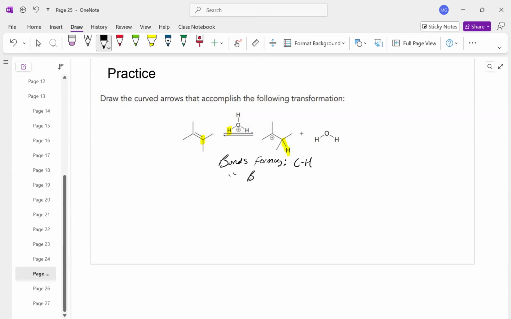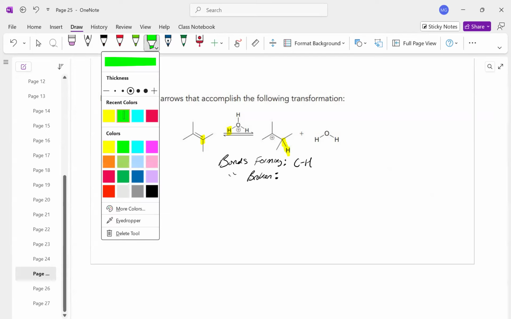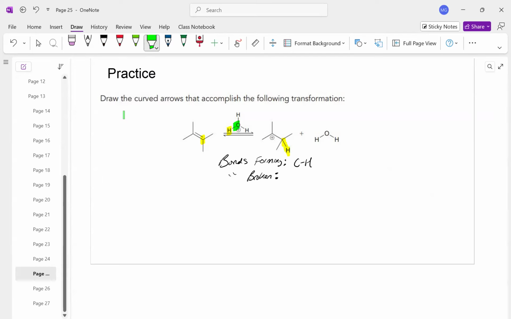How about bonds broken? Well, I broke the bond between the oxygen and hydrogen. Anything else that's different? I guess you can put it in bonds broken. You lost a pi bond.